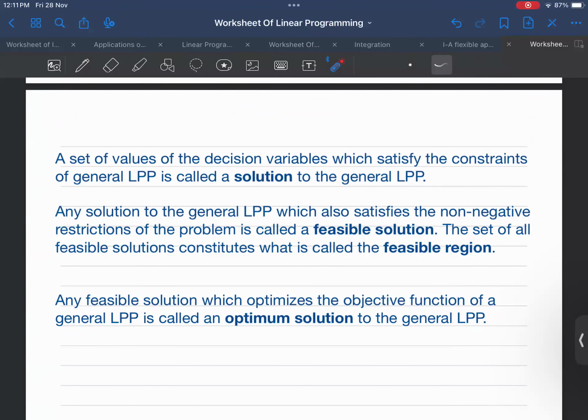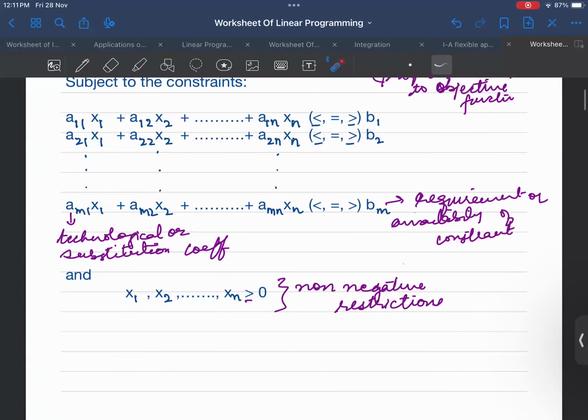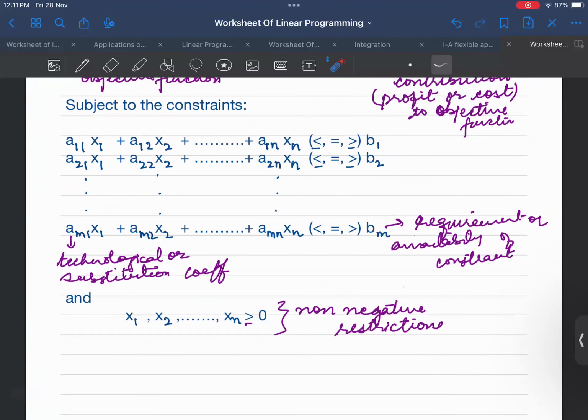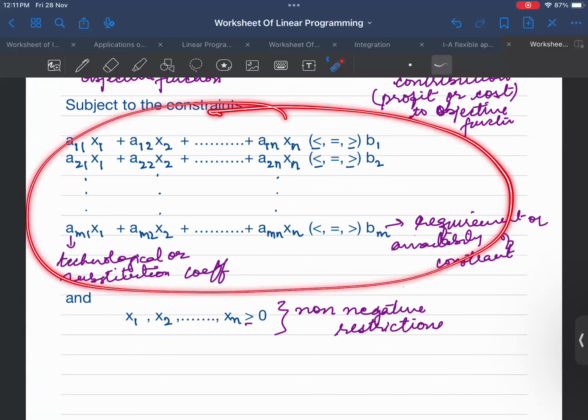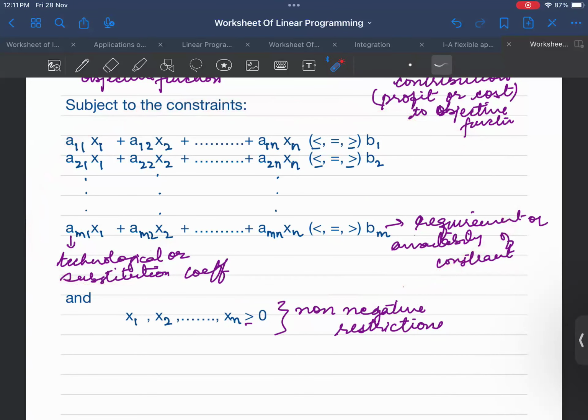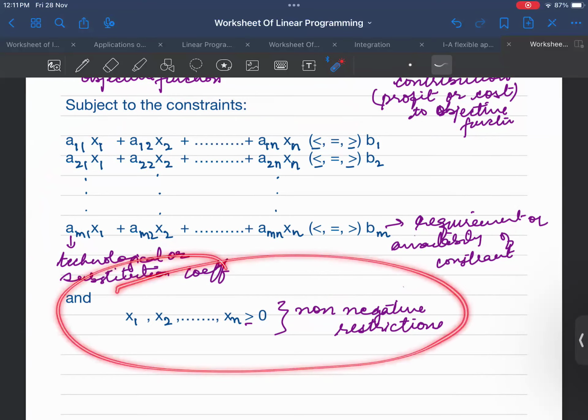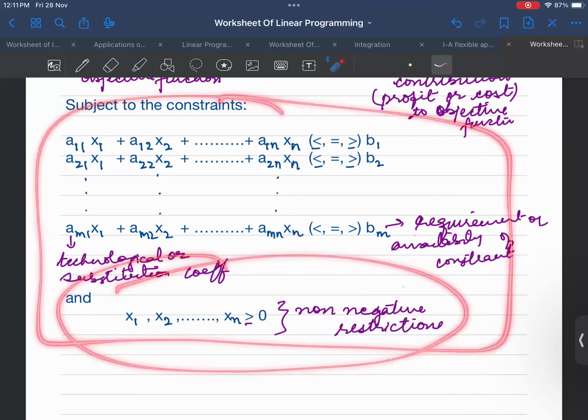Is it clear? Now, any solution to the general LPP which also satisfies the non-negative restriction of the problem is called the feasible solution. The set of all the feasible solutions constitutes what is called the feasible region. I think you have done these things when you were solving by the graph of the two variables in your previous classes. So what does it mean? If the values of x1 satisfy the subject constraints, in that case it is a solution. But if it also satisfies non-negative restrictions, meaning these two, then it is known as feasible solution.